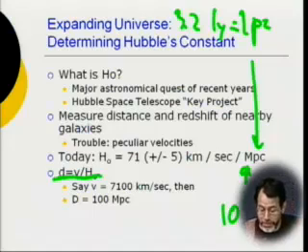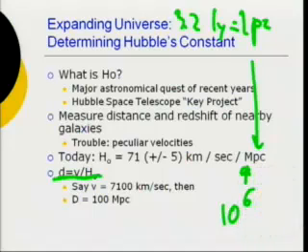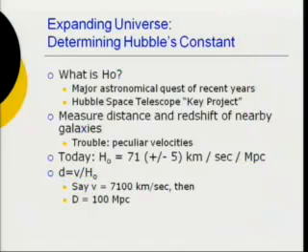The Hubble relation says distance equals velocity divided by Hubble's constant. So let's say you have something with a velocity, and you measure its redshift, giving a recessional velocity of 7,100 kilometers per second. So d would be equal to v over H0.